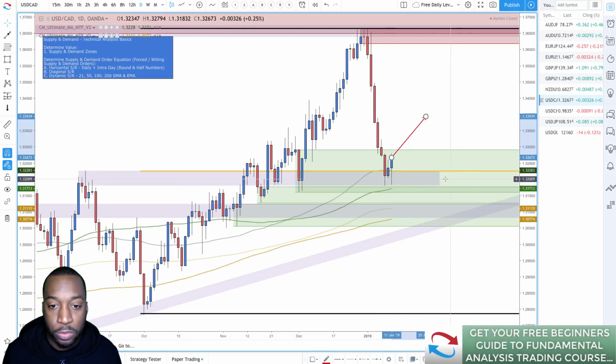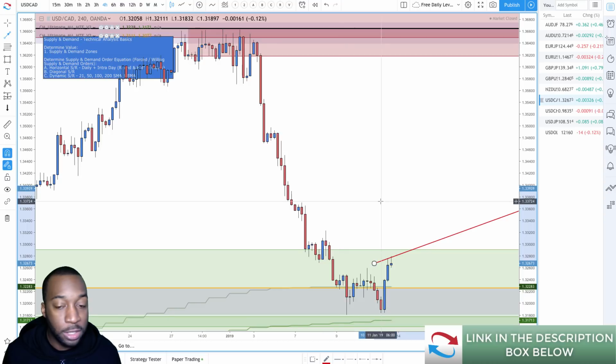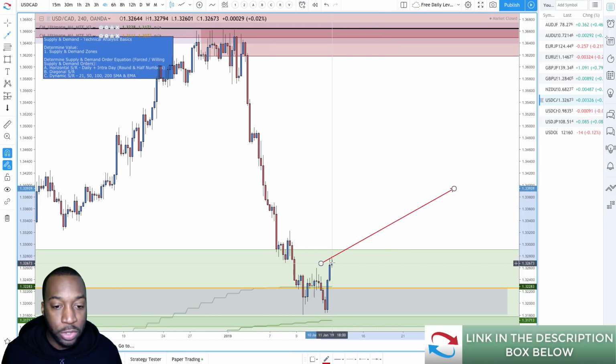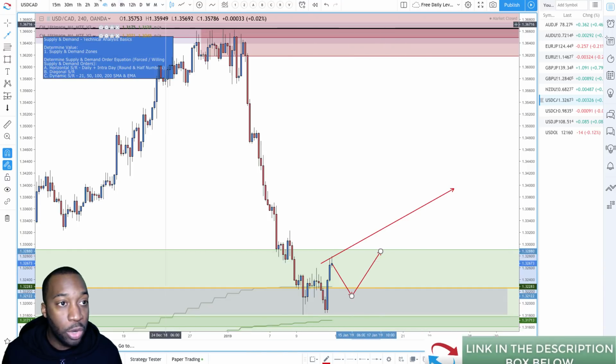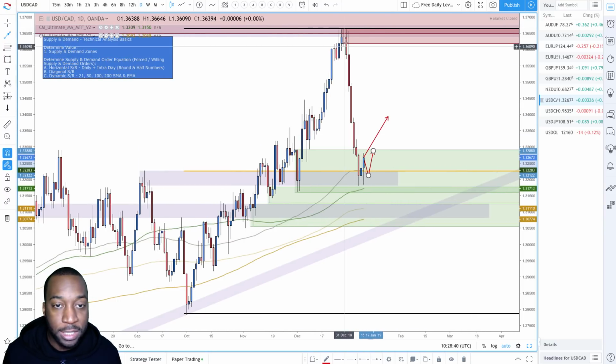So 1.32 area, and we could see a bit of a pullback. How much, we don't know. So looking at an intraday time frame, if you want, then you'd be waiting for either entry on a potential daily time frame chart or maybe a bit of a pullback before looking at getting long. From a supply perspective, there really isn't anything until really way up here in the 1.36 area.